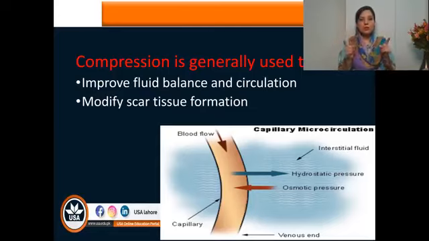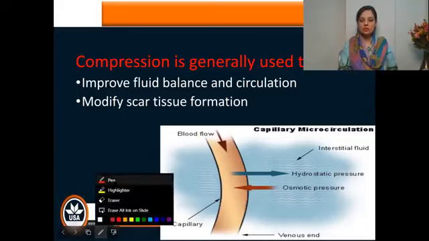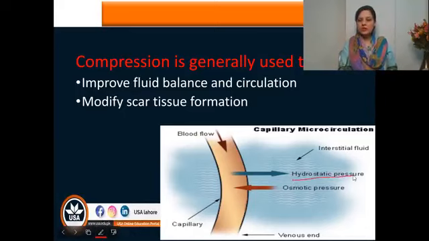So the main topic of discussion is how we are going to improve fluid balance and circulation. Like you can see in this picture, there are two types of pressures. One is hydrostatic pressure. The other one is osmotic pressure. These two pressures are going to govern the rate of blood flow or fluid balance.